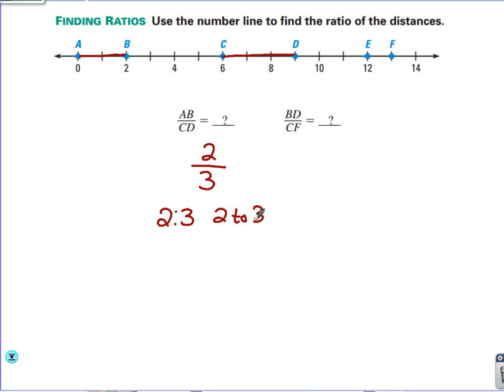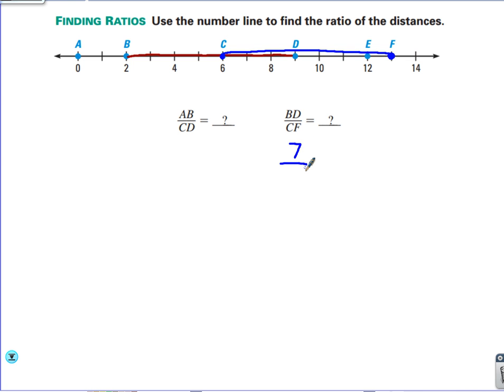Do the second one. Jason? We're wanting to know what is the ratio of BD to CF. BD to CF. Let me mark those for you. BD is there. And CF, here's C, is there. B is at 2 and D is at 9. What's that distance? Good. And C is at 6 and F is at 13. What's that distance? So the ratio is 7 to 7, or you could put it's a 1-to-1 ratio.